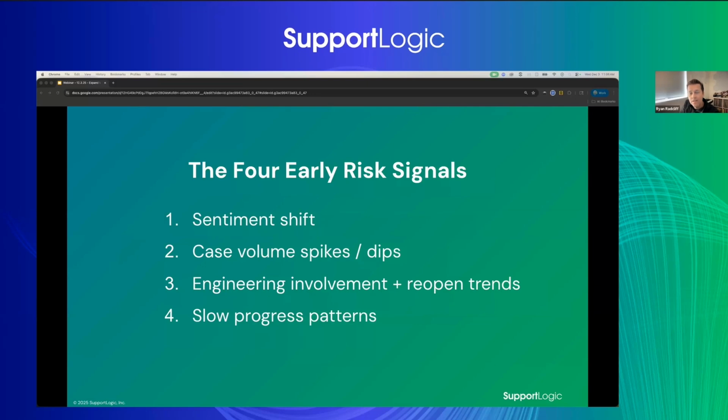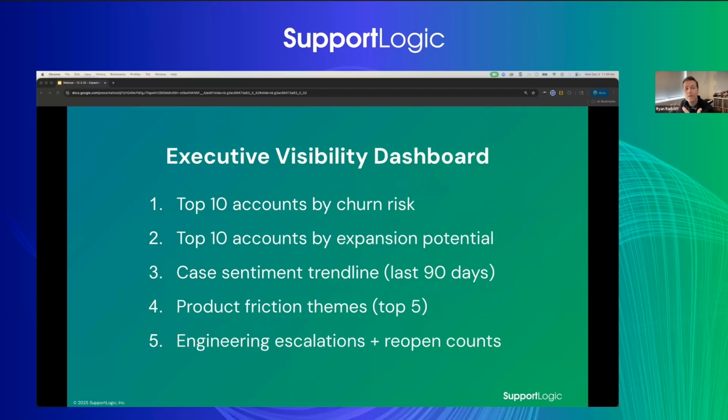So let's get into this executive visibility dashboard. This is what that looks like across 5 areas. You've got your top 10 accounts by risk, very important to monitor. You've got your top 10 accounts by expansion potential. That's another really great one. And I love some of these next ones here that SupportLogic is actually really good at helping you track, which is a sentiment trend line for your customers, friction themes, which is something that can be extracted these days with AI so much easier, right? Those things are being pulled out of your cases. And then looking at engineering escalations and reopen counts are huge as well. So this is a great way to give your executives a view of what accounts are at risk, right?